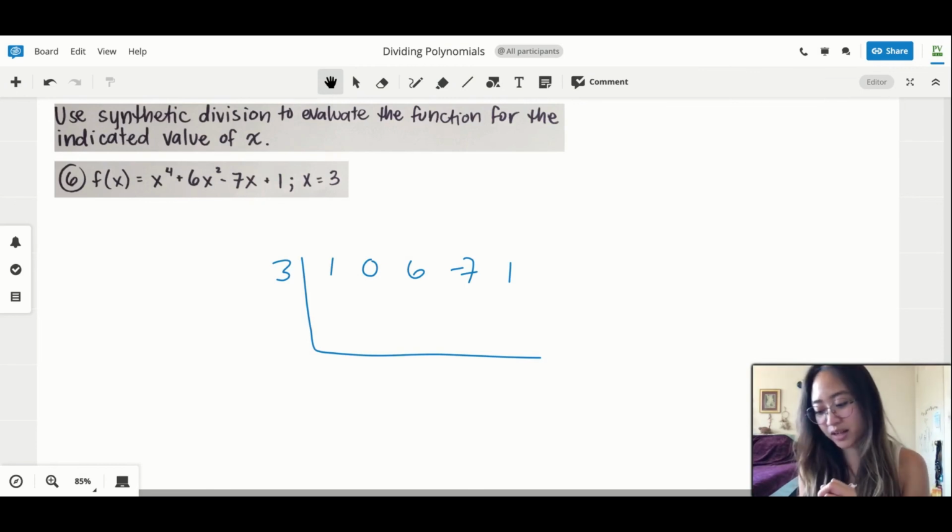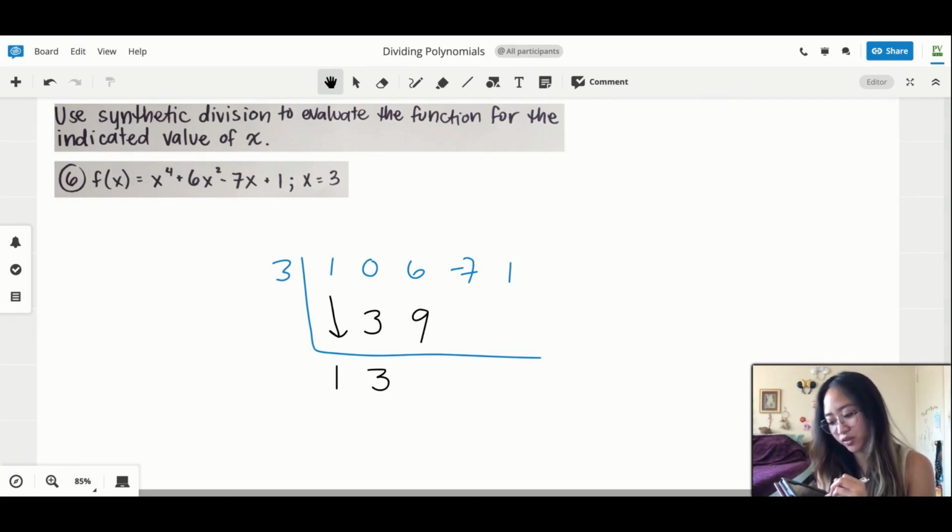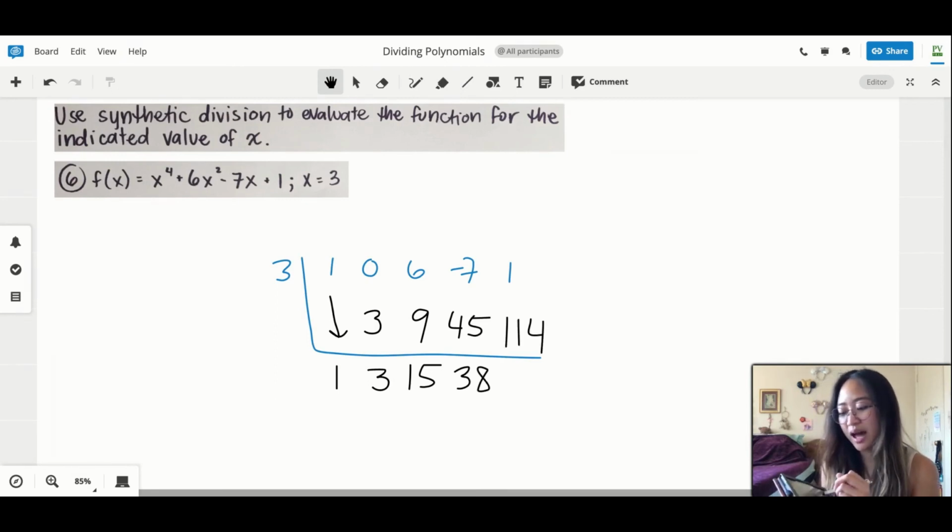So we can go ahead and just bring down that 1, multiply it to the divisor, and add up. 3 times 3 is 9. 9 plus 6 is 15. 15 times 3 is 45. Negative 7 plus 45 is 38, and 38 times 3 is 114. Adding up that last column, we have 115 on the end.